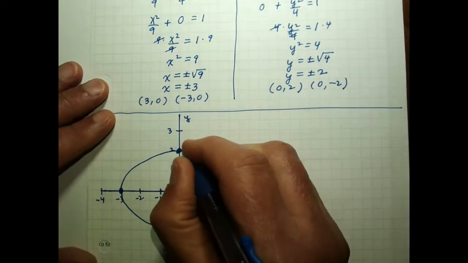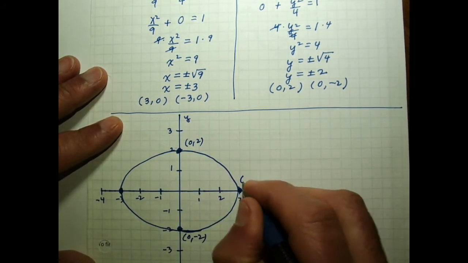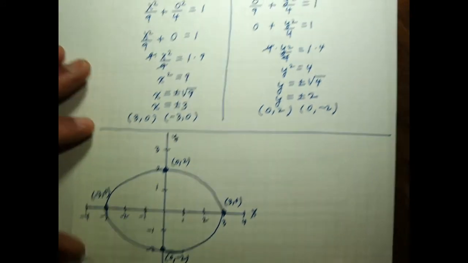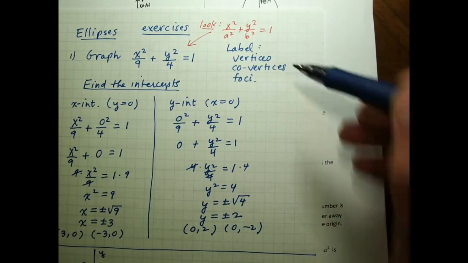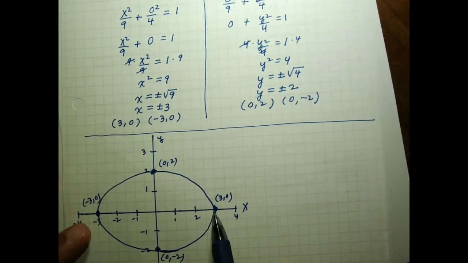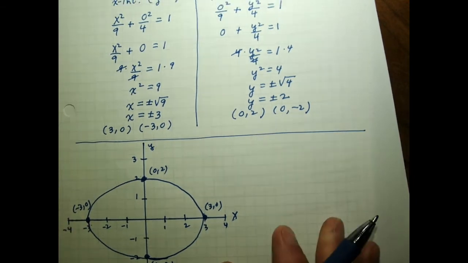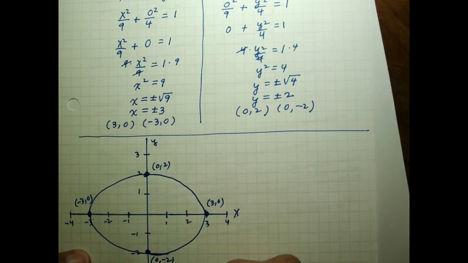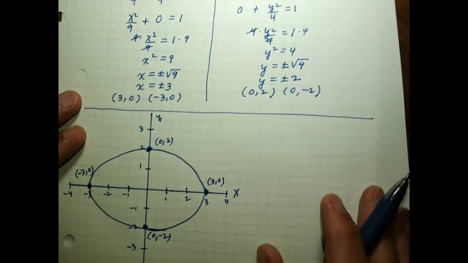Now I ask you to label, so (0, 2), (0, -2), (3, 0), (-3, 0) are my intercepts. Now, I don't mind if you don't write the word vertices, co-vertices. Technically, the vertices are at the end of the longer of the two axes, so the vertices are (3, 0), (-3, 0). The co-vertices are on the minor axis, so (0, 2), (0, -2). But you can just label the coordinates, that's fine.